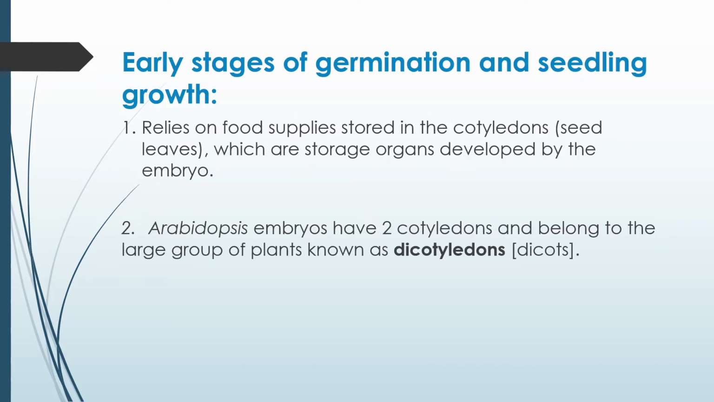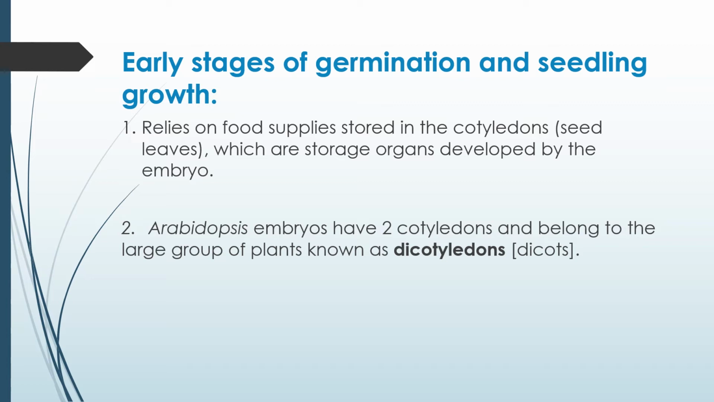So, for the early stages of germination and seedling growth, it relies on food supplies stored in the cotyledons or the seed leaves, which are storage organs developed by the embryo. Okay, so in a seedling, most likely the nutrients and the stored molecules ideal for plant growth are seen in the cotyledons.